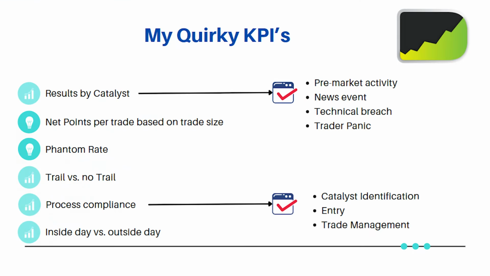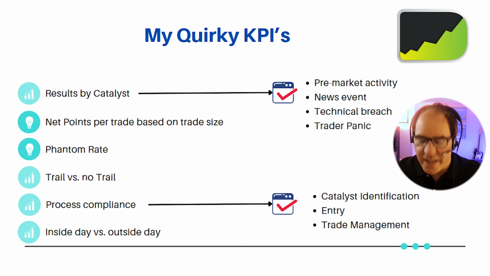Okay, so the first KPI that I really want to measure, and it's very, very important to me, is my results by catalyst. And what exactly is that? Well, every trade I must have, by rule in my charter, in my trading plan, has to have a catalyst. What is the driver or the purpose of that trade? I put a few examples here of some that I measure, and again, start to think about how you would measure them. Pre-market activity, very, very important.